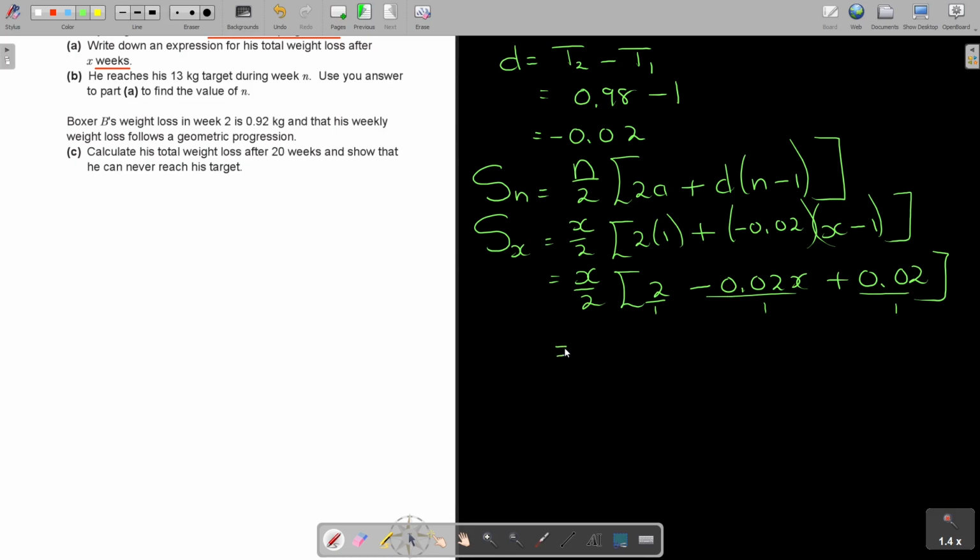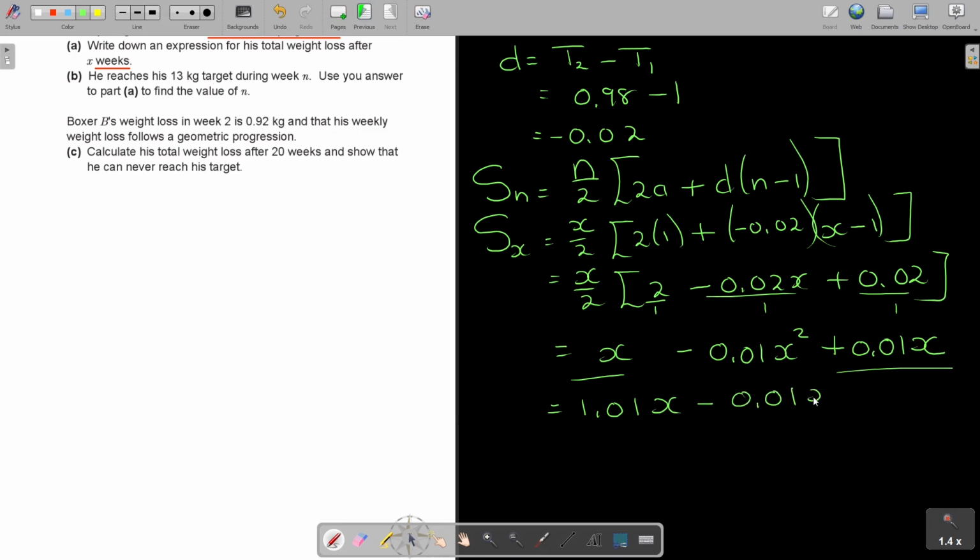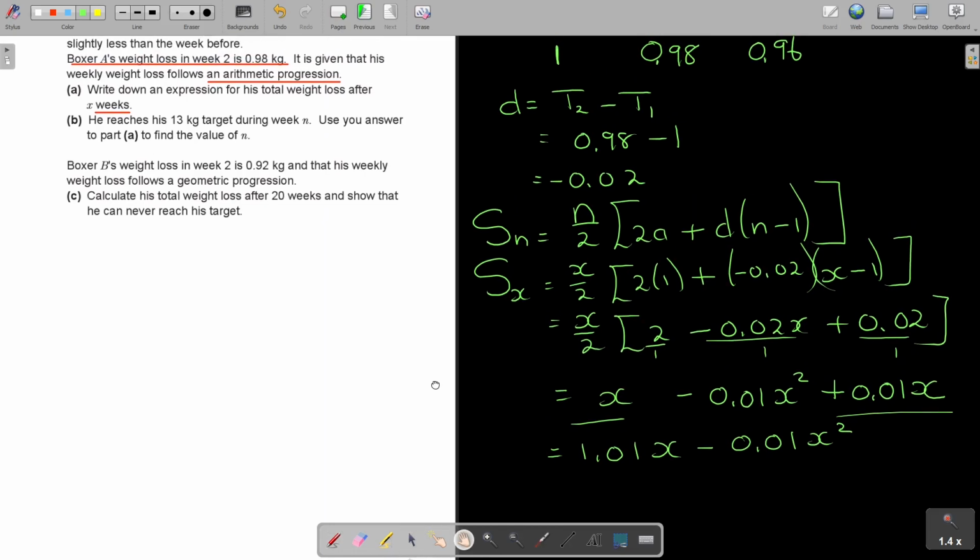So the 2's cancel out there and it's x. But then don't forget it divides by 2. Let's get that minus 0.01, but then it's x squared. And then it's plus 0.01 and it's x. Okay, so basically then I see that this is 1.01x minus 0.01x squared. Okay, that is in terms of x, for x weeks.